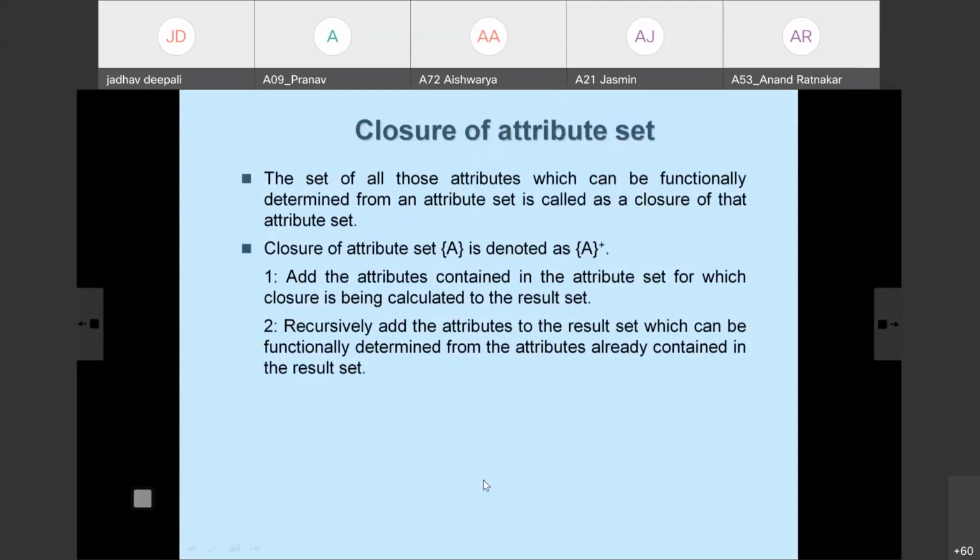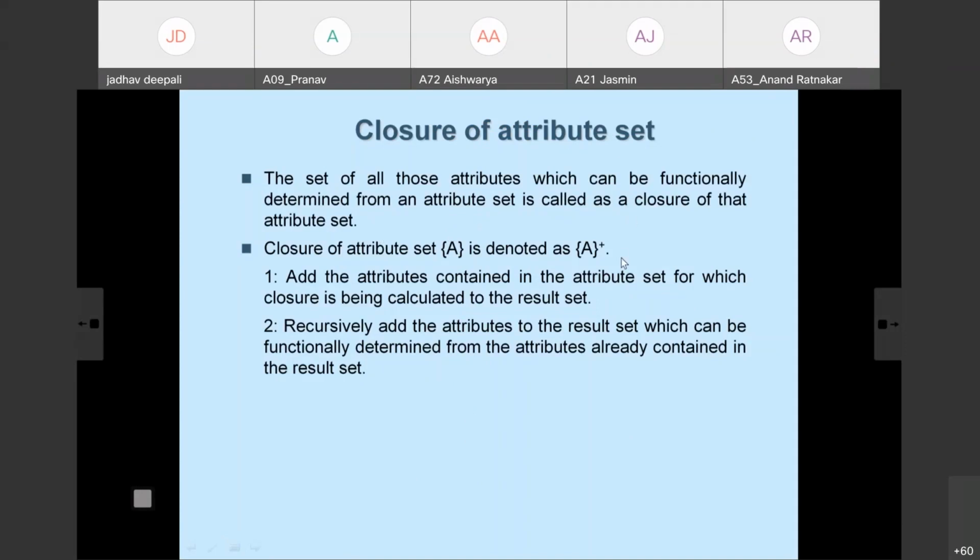Okay. So the next and important part is closure of attribute set. Listen carefully, because once you understand this closure of attribute set, it is very easy to identify the candidate key and primary key. This concept is used to identify the candidate key, and one of them becomes the primary key. So first see how to identify the closure of attribute set.